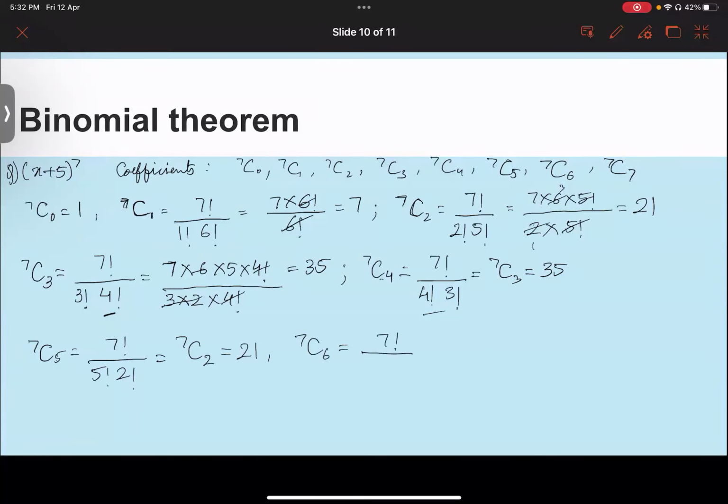So you have 7 factorial upon r factorial, which is 6 factorial, and then 7 minus 6 is 1 factorial. You can see that this is again similar to your 7C1, and then you get that as 7. And the last one you have 7C7, which becomes 1. So the coefficients that we get are 1, 7, 21, 35, 35, 21, 7, 1.